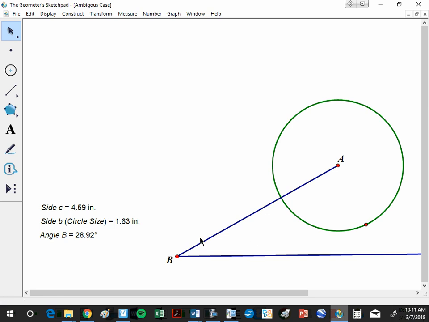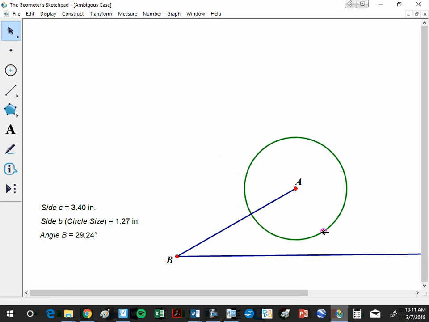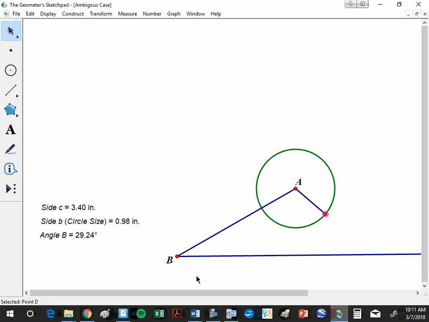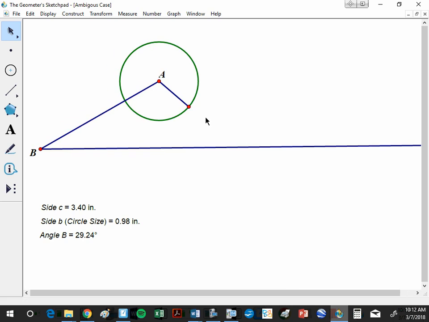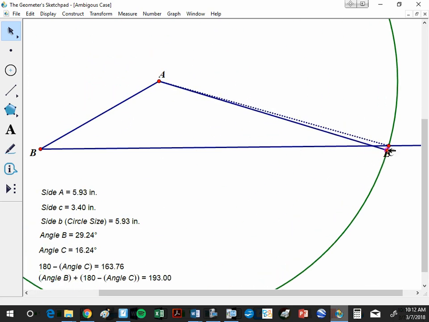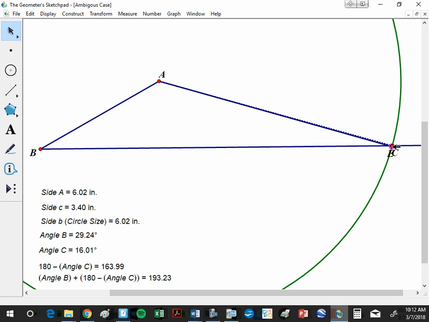So here's my angle. Right now the angle is 28.92 degrees. And then this length right here is defined as 4.59. Actually, I'm gonna make it smaller. Okay. So right now, if I connect this to this, that second side is too short. Agreed? It's not making a triangle. So now I'm going to make it longer, and now I can connect and I have a triangle.